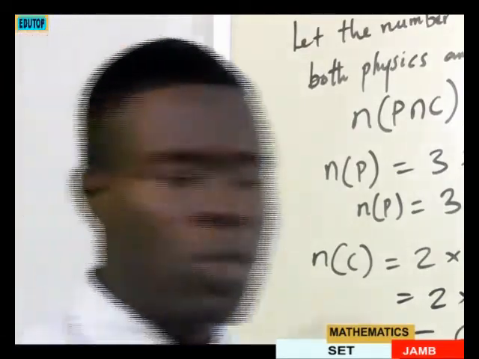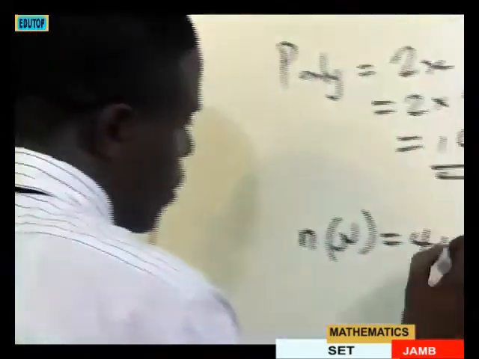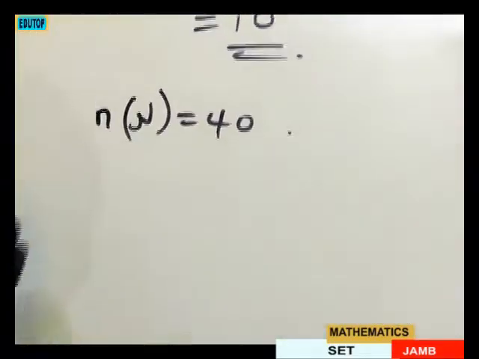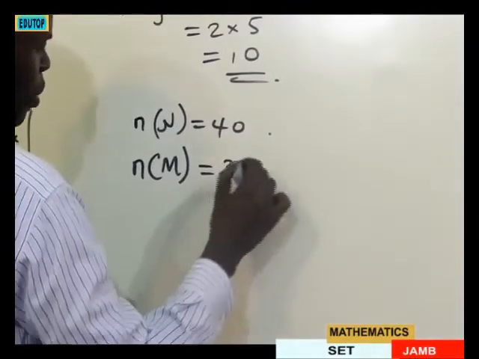So in a class of 40 students, that's the universal set, which is 40. 32 offer mathematics. Let the number of mathematics, n, be 32.